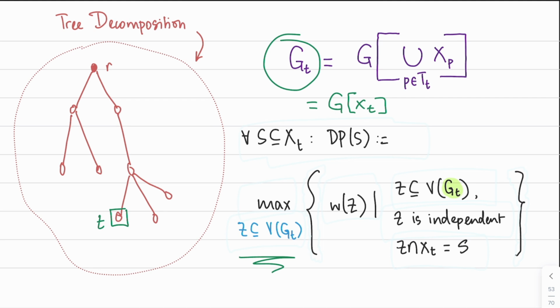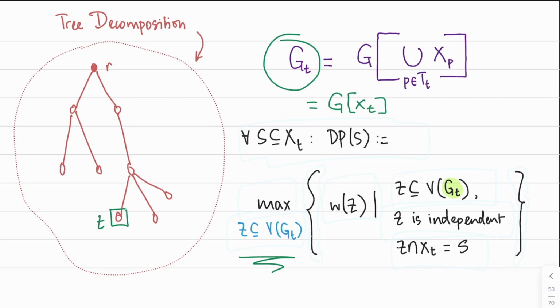Now we can move on and think about what happens at a general node T. This is a good point again to take a pause and think about if you would like to give this recurrence a shot yourself. How would you compute dp of S for a particular node T in the tree decomposition, where T is an arbitrary internal node of the tree?